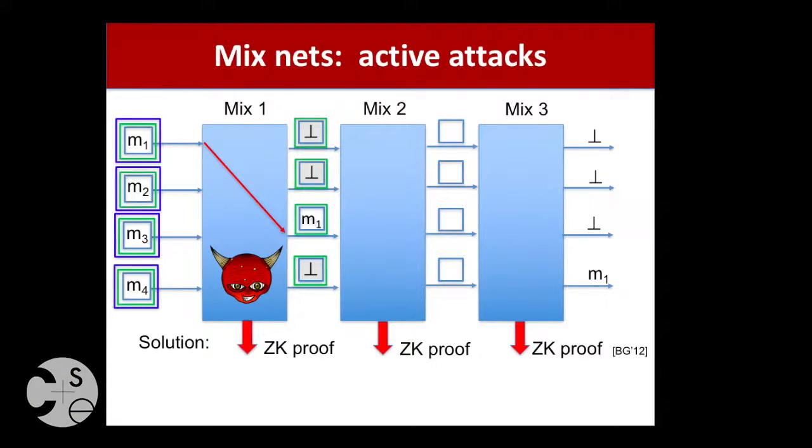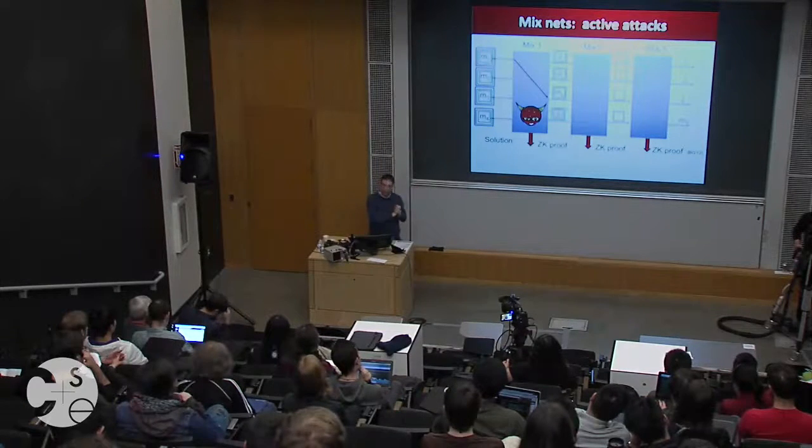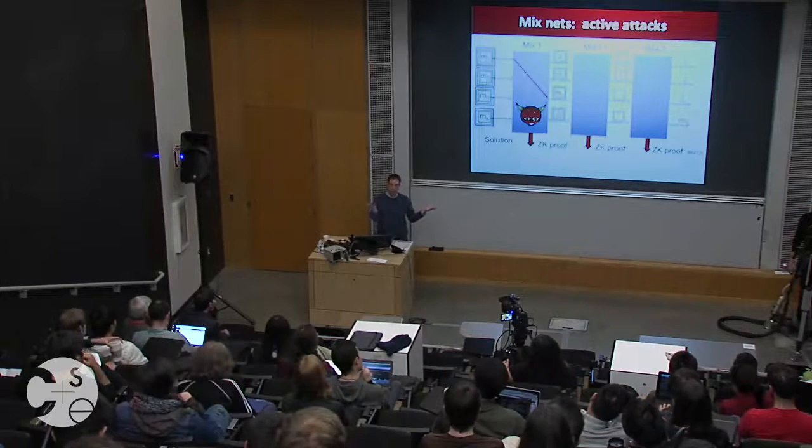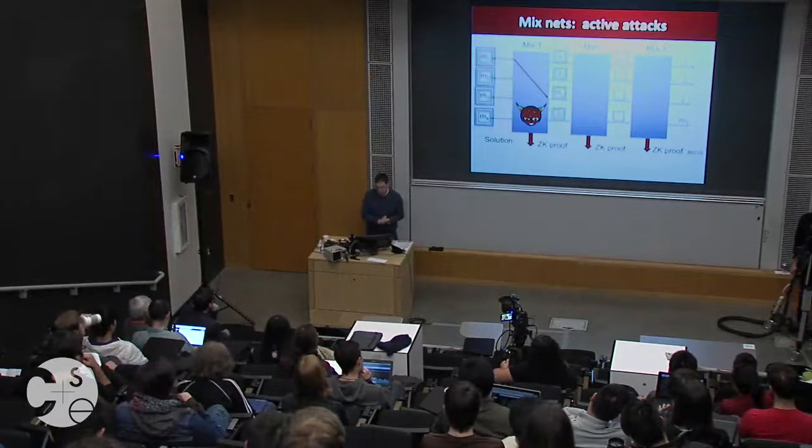So what's the solution to this? The traditional solution is to make every mixer prove that it did the permutation correctly. So what the mixer does is output what's called a zero-knowledge proof to say that the output is actually a permutation and a decryption of the input. And every mixer has to do that. If all these proofs verify, then you know that this malicious mixer attack is not going to work. That's the idea in how you protect against malicious mixers.